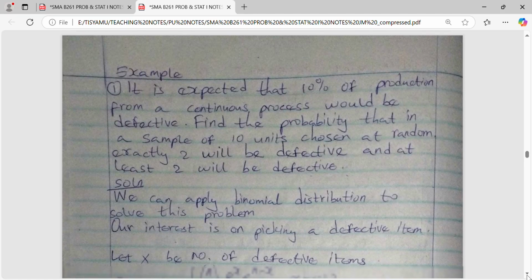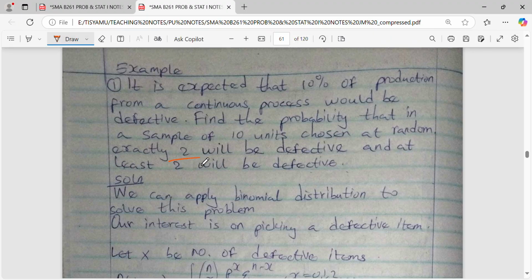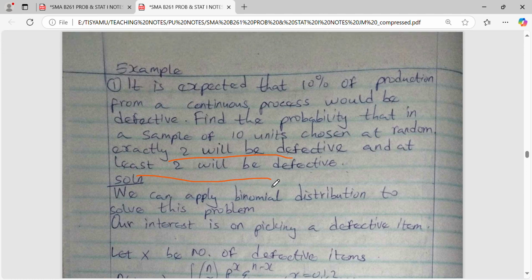Let's consider an example. It is expected that 10% of production from a continuous process will be defective. Find the probability that in a sample of 10 units chosen at random, exactly 2 will be defective, and at least 2 will be defective. So here we are going to begin by, first of all, finding the probability that in a sample of 10 units chosen at random, exactly 2 will be defective. So we need, first of all, to write down the probability distribution.